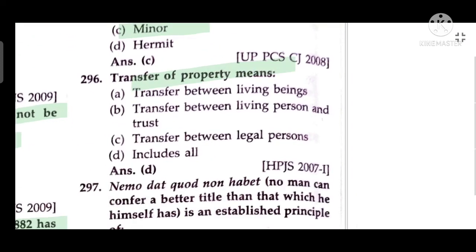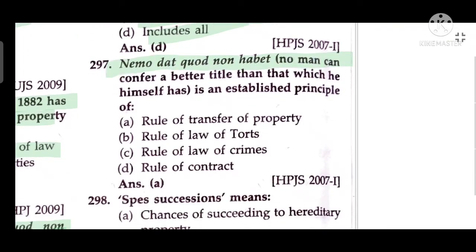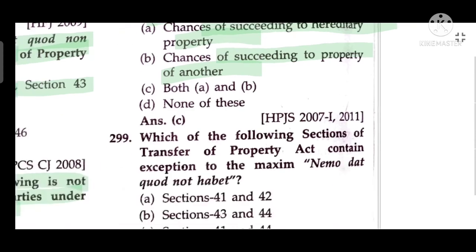Transfer of property means transfer between living persons, transfer between living person and trust, transfer between legal person. Transfer of property includes all. Nemo dat quod non habet: no man can confer a better title than he himself has. Establish the principle of rule of transfer of property. Spes successionis means chance of succeeding to hereditary property, chance of succeeding to the property of another.